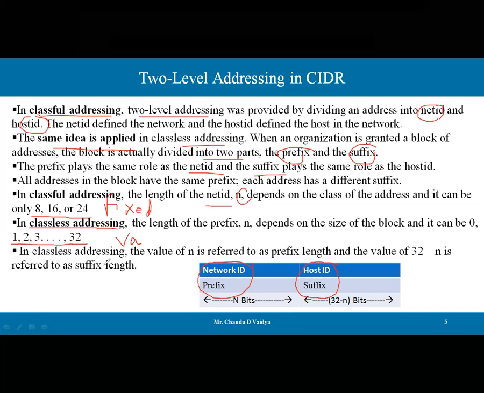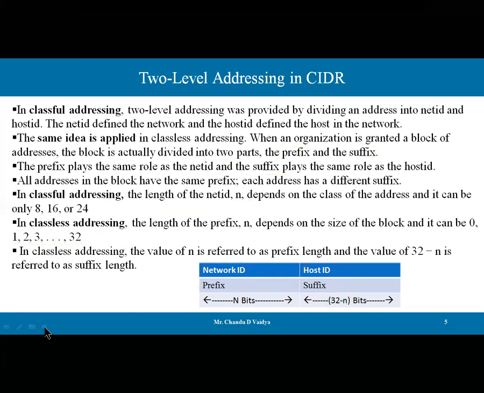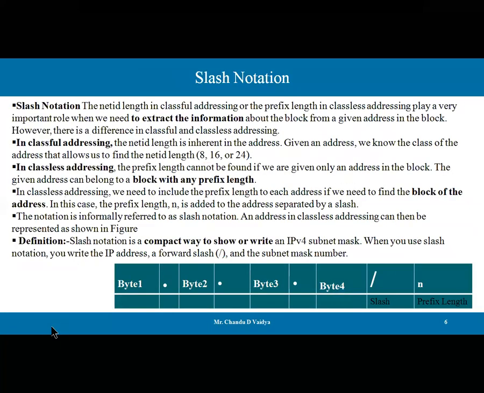In classless addressing, the value of n is referred to as the prefix length, and the value 32 minus n is called the suffix length. So if you subtract the prefix value n from the total space of 32, you get the suffix length. The suffix is the host ID, and the prefix is the net ID. So this is a similar idea to the earlier one.